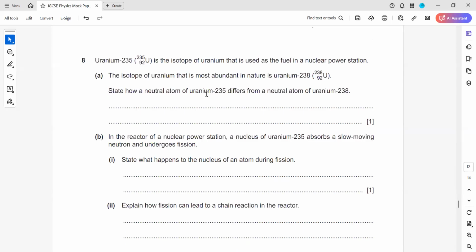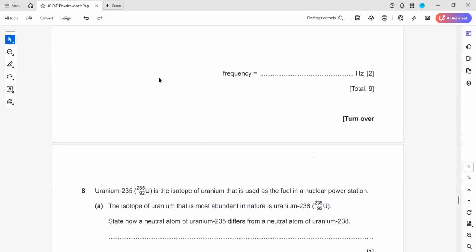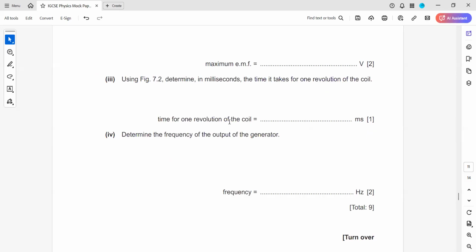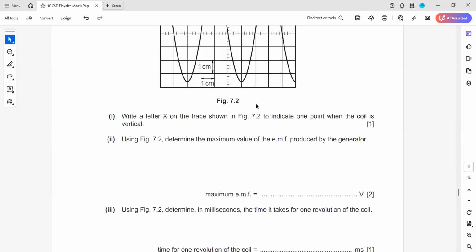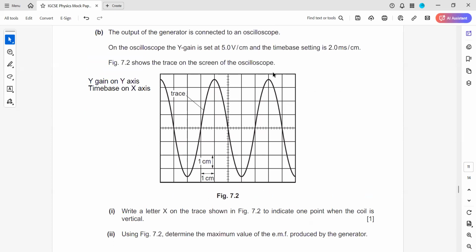In question 8, uranium isotope 235 is used as a fuel. How did we get 8 milliseconds? It is the time for one revolution, or time for one complete rotation. How do we work out that time? As they mentioned, the time base is 2 milliseconds per centimeter, which means one box represents 2 milliseconds.